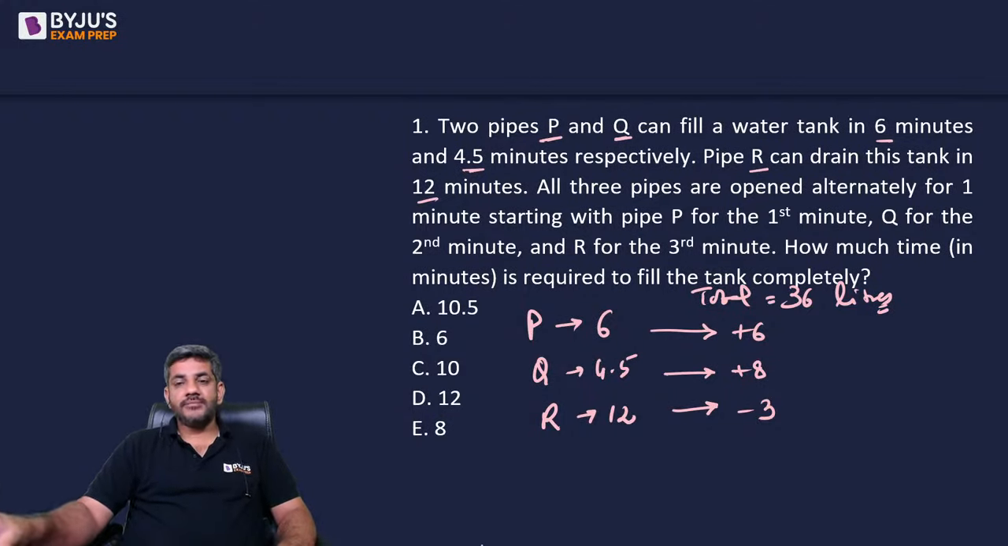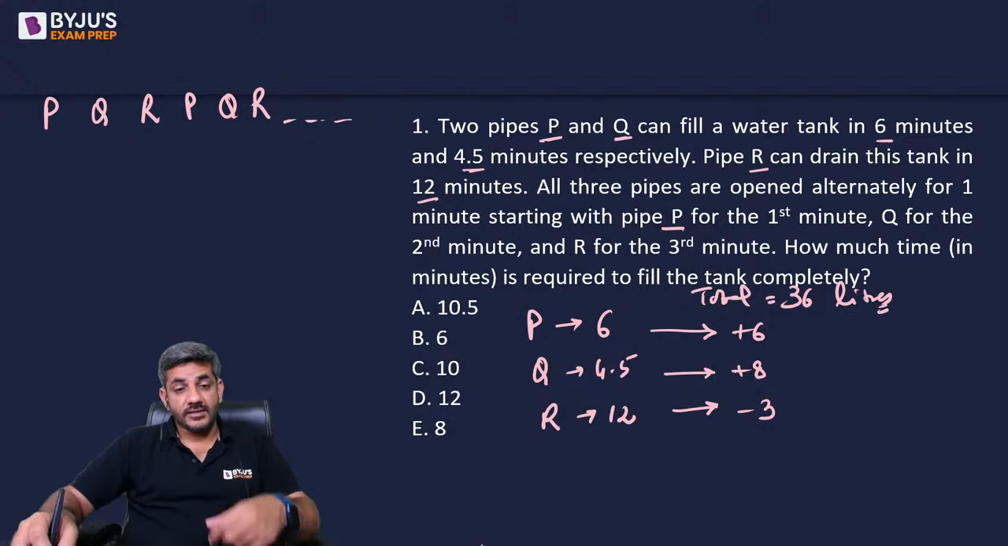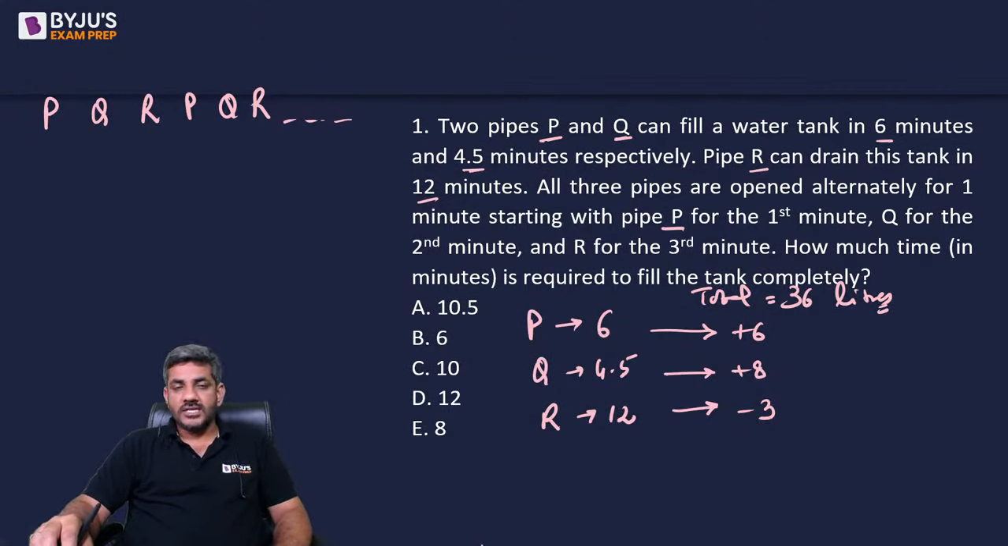Now all three pipes are opened alternately for 1 minute, starting with P for the first minute. So first P is open, then Q, then R, then again P, then Q, then R. The question is how much time is required to fill the tank completely. So simply I would put it like this. First, 6 units are filled in by P, then 8 units are filled in by Q, then 3 units are taken out by R.